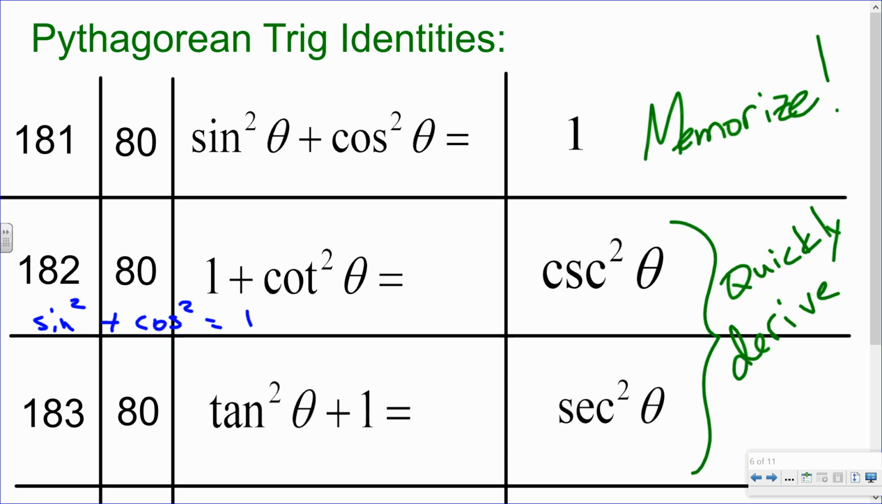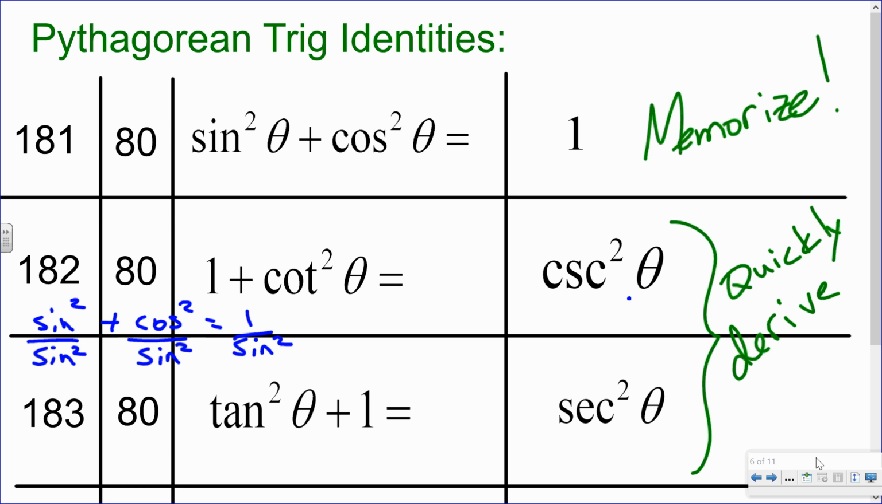I need an identity that has cotangent in it. Can sine or cosine be a numerator for cotangent? Cosine could. What do I need cosine over to be cotangent? So if I divided that term by sine squared, I'd have a cotangent squared right there. If I divide that term by sine squared, I need to divide all of the terms by sine squared. Sine squared over sine squared would be 1. Cosine squared over sine squared would be cotangent squared. And 1 over sine squared would be the cosecant squared that you see over here on the right.